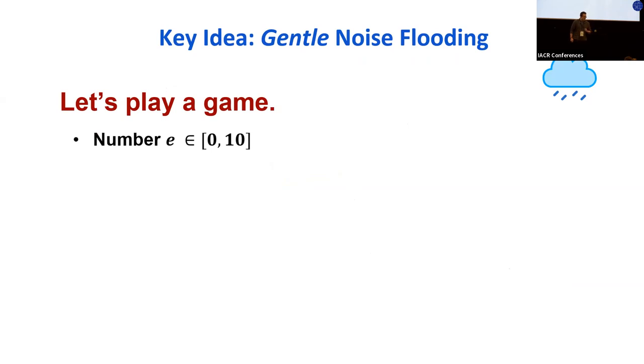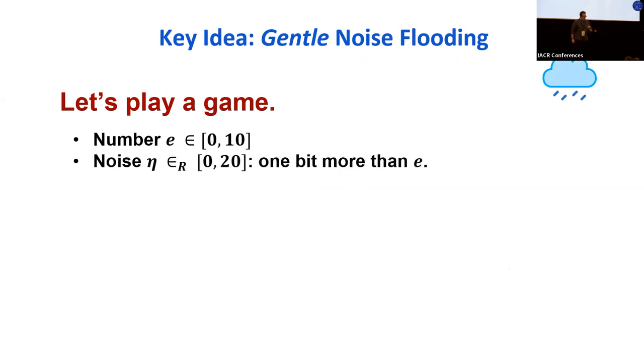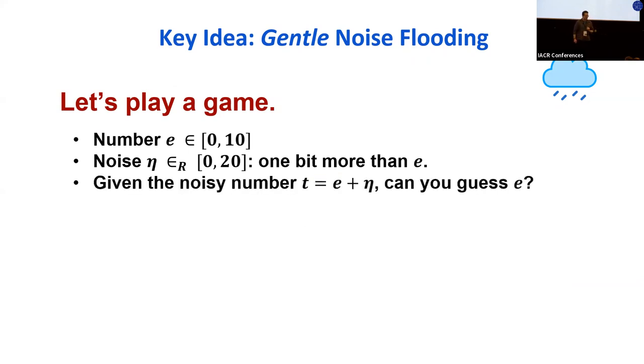So let's go through this toy example that will illustrate this idea that we call gentle noise flooding. So let's start with some number E that we're going to try to hide. We just know that E is in some range, say 0 to 10. And then we're going to have a noise term eta between 0 and 20. That's just going to be one extra bit over E. It's not going to be lambda bits more than E. It's just going to be one more bit than E. And our noisy output is going to be just E plus eta. And so the challenge is going to be, can you actually guess E given T?